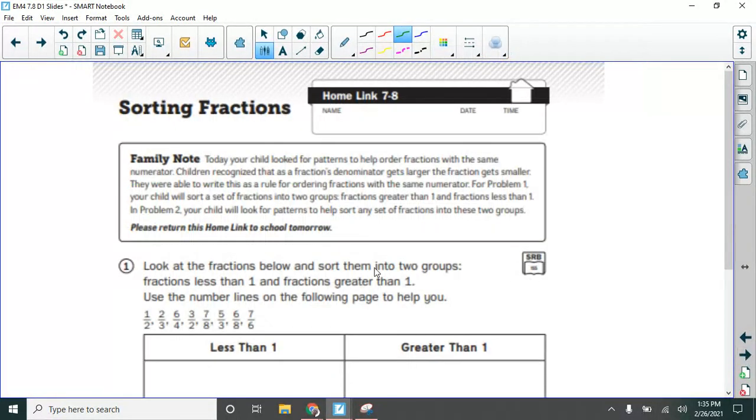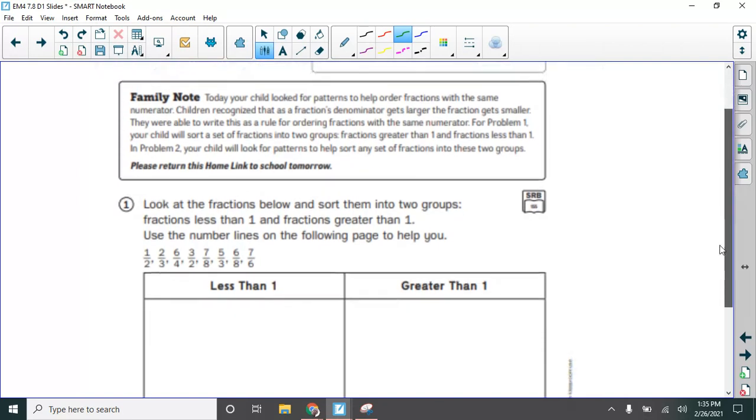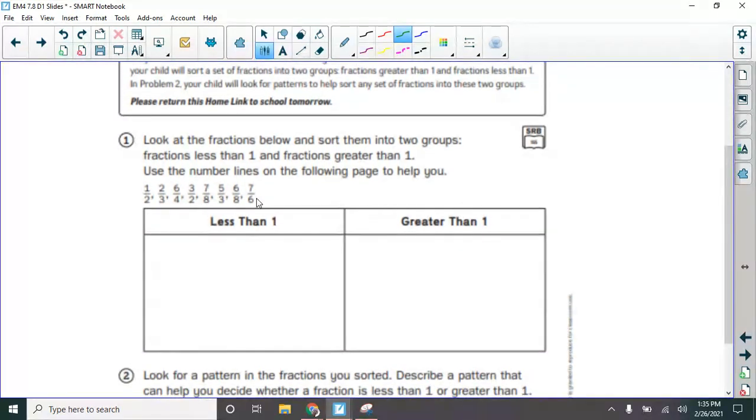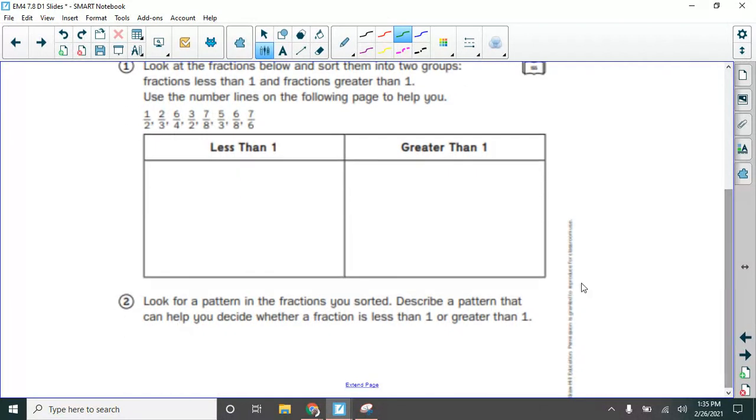All right, your home link today is your assignment. Home link 7.8 on page 193. You're going to be sorting into numbers that are less than 1 whole and greater than 1 whole. That's interesting. So a new type of sorting here. And then you are going to write the pattern that you see. So the same thing that we've been doing with a little bit of a twist to it, right? A little bit different, because we've already done sorting greater than 1/2 or less than 1/2.